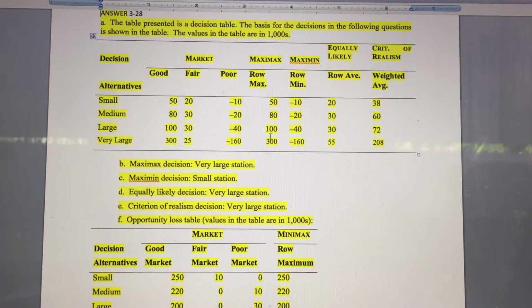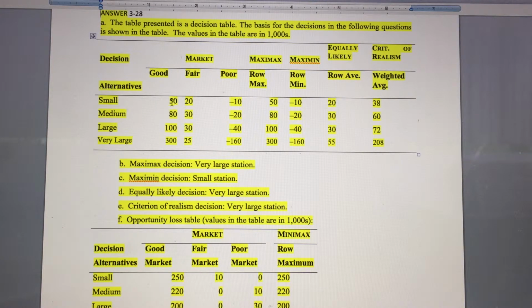The first question asks for the maximax. The maximax is the highest of the highest. And the highest among the highest here is 300 with a decision alternative of a very large facility. Again, the highest of the highest here is the value of 300, and we go with the very large facility for the A part. The B part asks what we call the maximin decision.